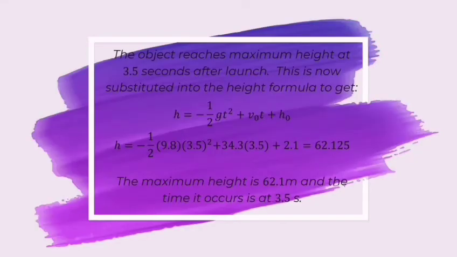The object reached maximum height at 3.5 seconds after launch. Now, we substitute all data into the height formula and we will get h equals 62.125. Hence, the maximum height is 62.1 meters and the time it occurs is at 3.5 seconds.